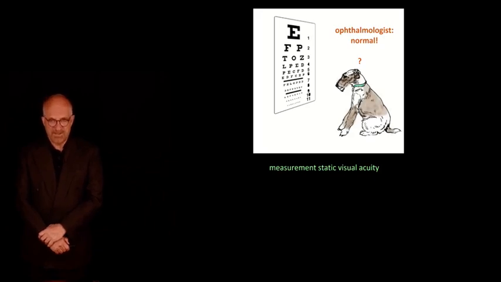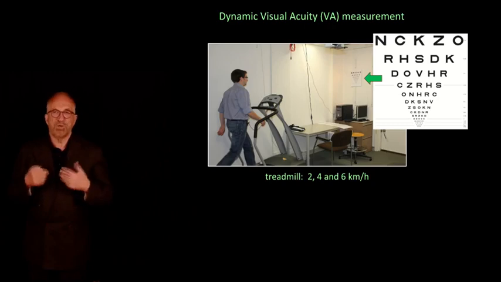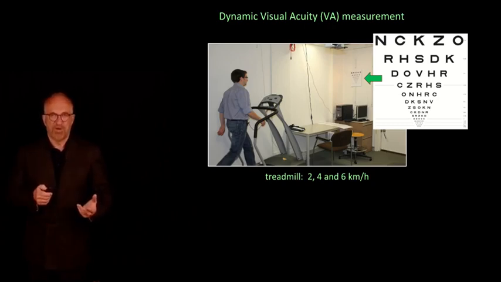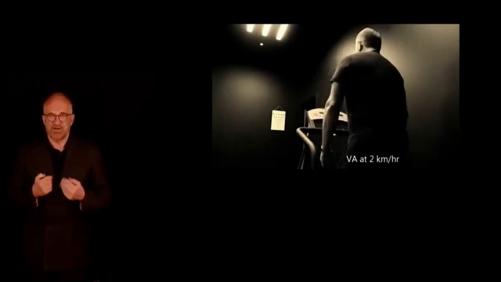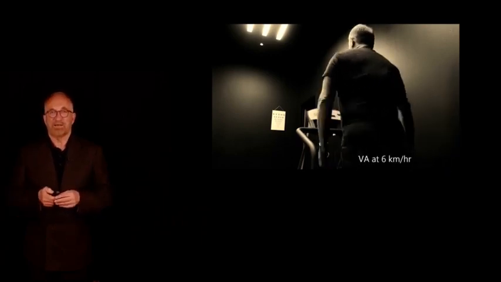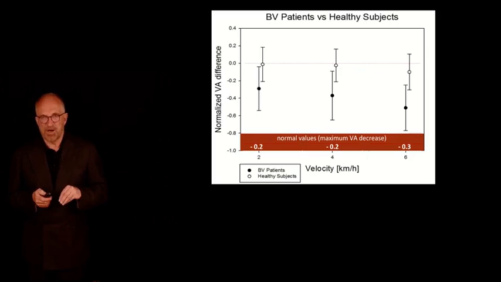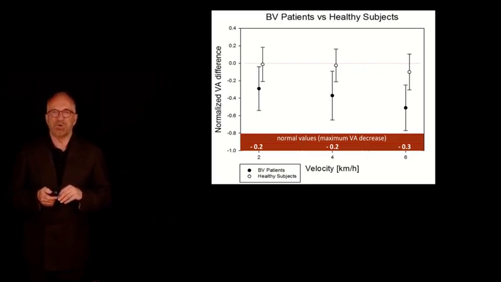So when you start to test these patients by putting them, for example, on a treadmill, then you can measure visual acuity without and with movement. First you do it when they stand still, that is your static visual acuity, and then you start to measure the dynamic visual acuity at different speeds, 2, 4 and 6 kilometers per hour.